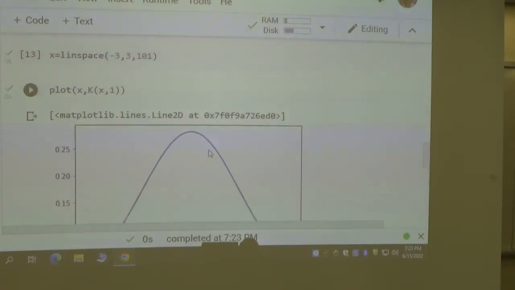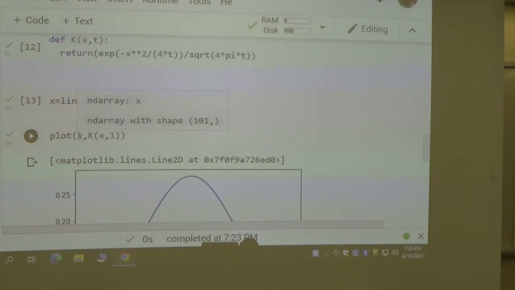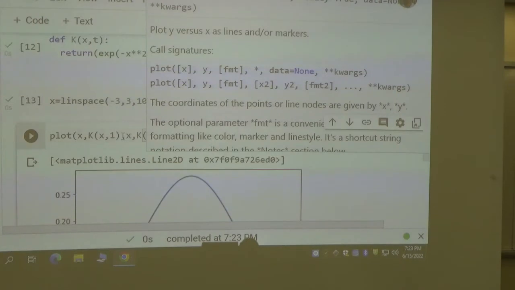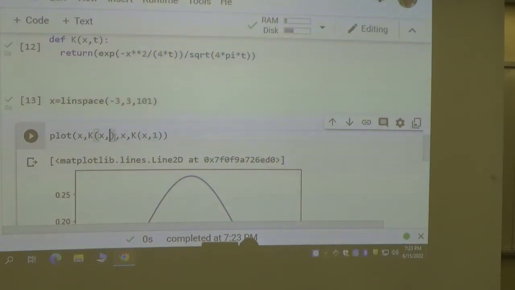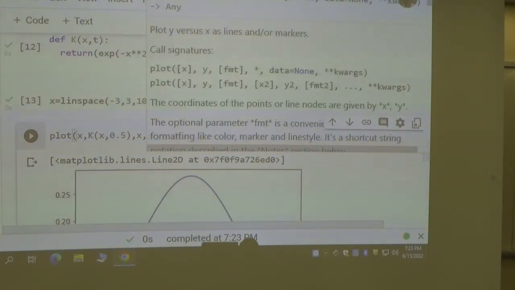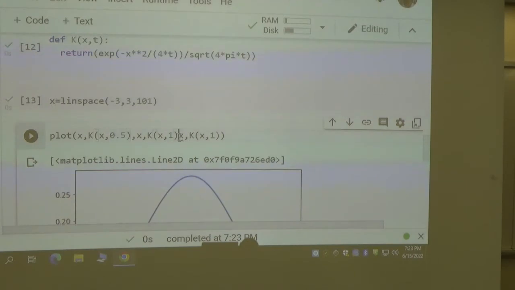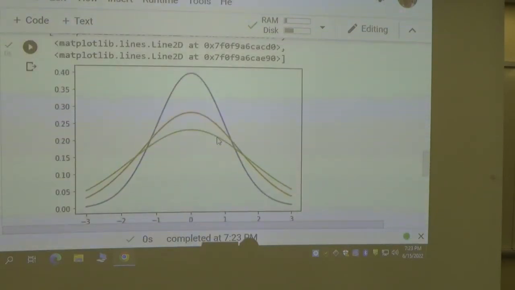But here's what we want to do. We want to compare it between different times. So let's do comma. What happens at 0.5, and then what happens at 1, and then what happens at 1.5. So let's draw 3 things. And what happened is that gradually it spreads out. Right? So the heat kernel, this is at 0.5, and the top goes down and down, right?